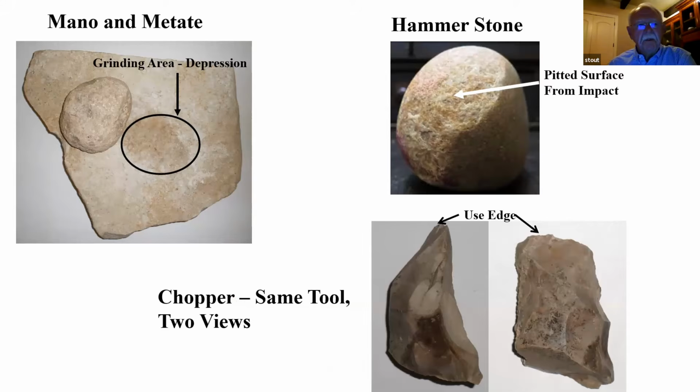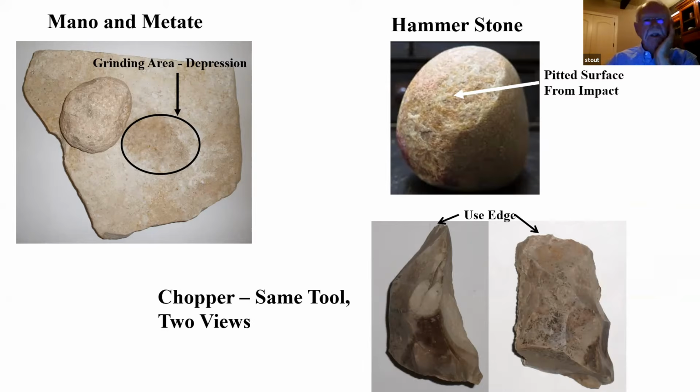The mano part is the smaller part. It's handheld, and the metate is the larger part there. Both of these are, by the way, native limestone, and there's a depression in that larger part, and that's where they would grind such things as berries and nuts and so forth.